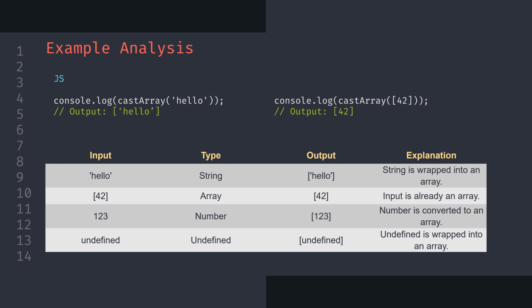In this example analysis, we see how the function behaves with various input types, whether it is a string, number, or even undefined. The function guarantees that the output will always be an array. If the input is already an array, it is returned as is.